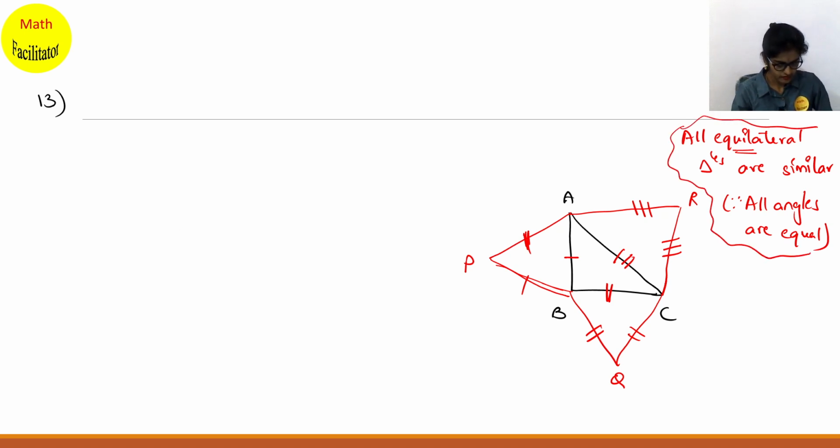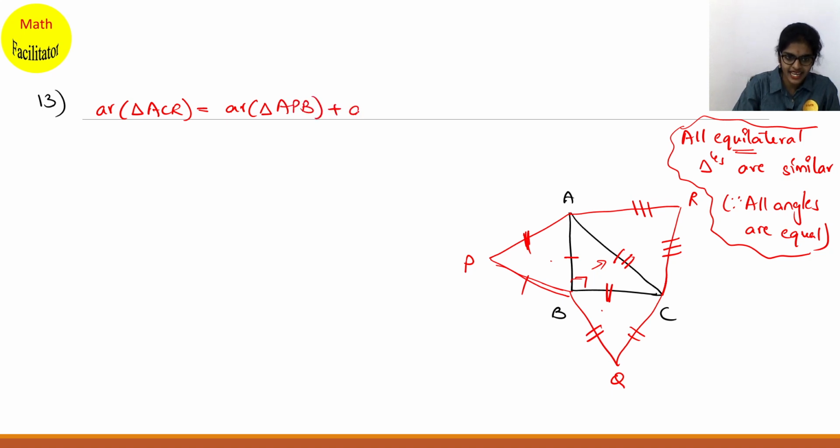Now we have to prove that the area of the triangle on the hypotenuse, this is the hypotenuse, isn't it, so on the hypotenuse you have triangle ACR, is equal to the sum of the areas of the other two triangles. The other two triangles are these two, so the sum of the areas of APB plus the area of triangle BQC. This is what you have to prove.